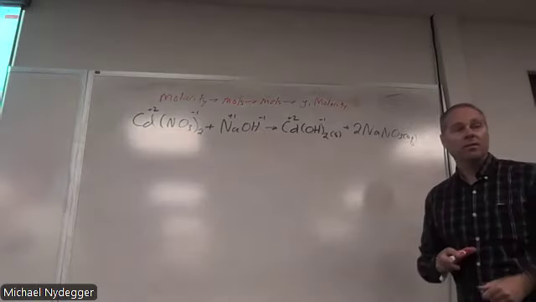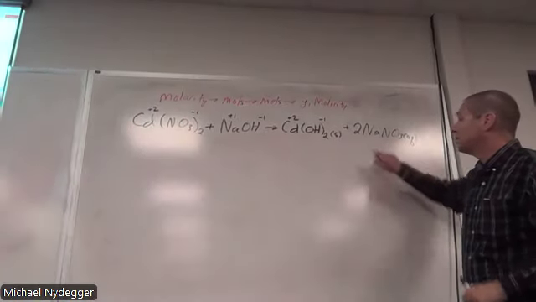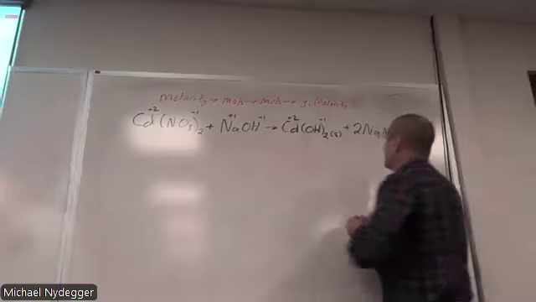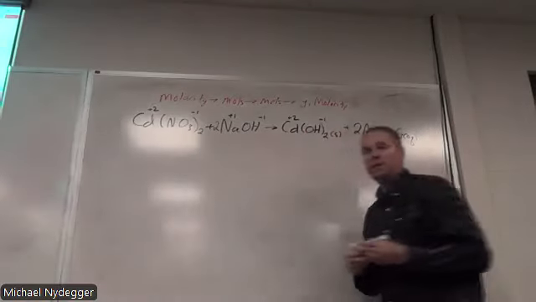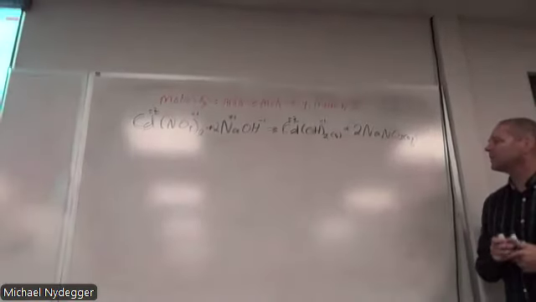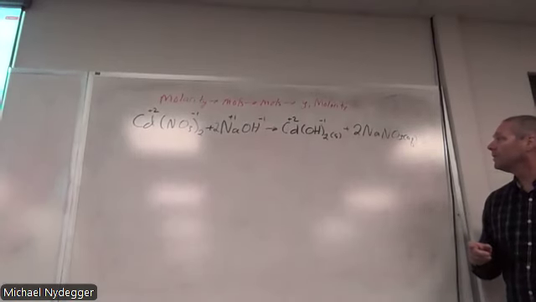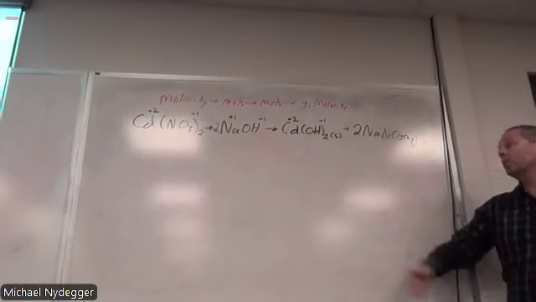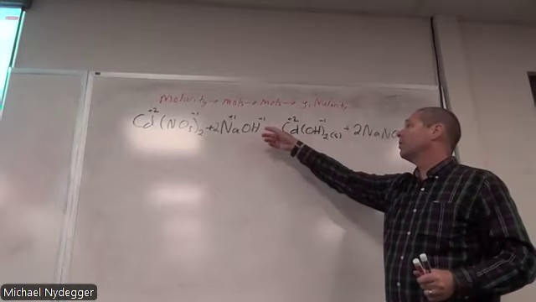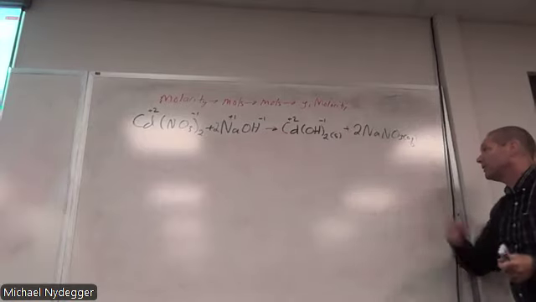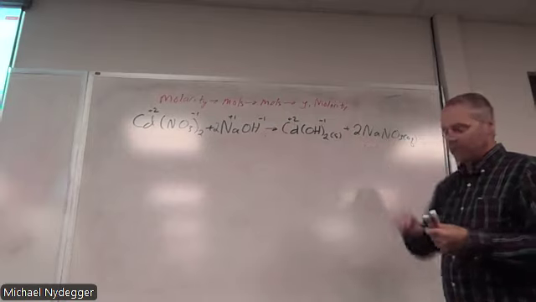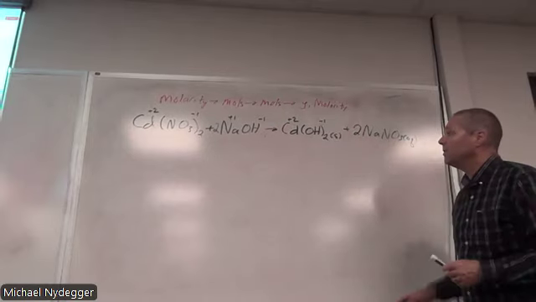Question: why did you put the 2 there? To balance it out. Shouldn't there be a 2 right there too? Yes, there should be a 2 right there too. Thanks. So we're going to start with molarity, go to moles, and then either grams or molarity.